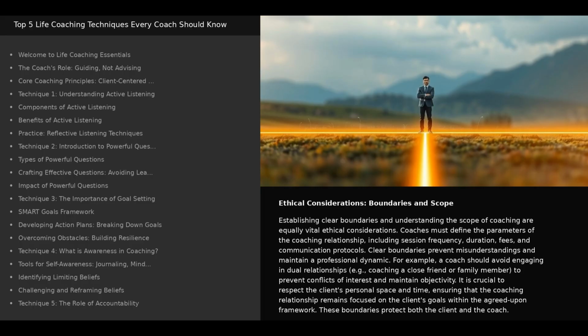For example, a coach should avoid engaging in dual relationships, for example, coaching a close friend or family member, to prevent conflicts of interest and maintain objectivity. It is crucial to respect the client's personal space and time, ensuring that the coaching relationship remains focused on the client's goals within the agreed-upon framework. These boundaries protect both the client and the coach.